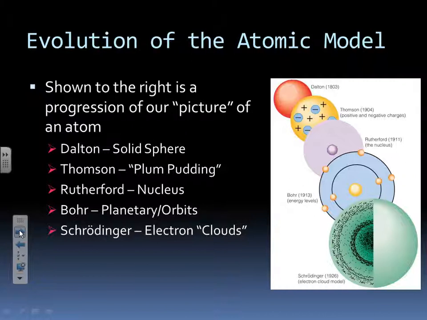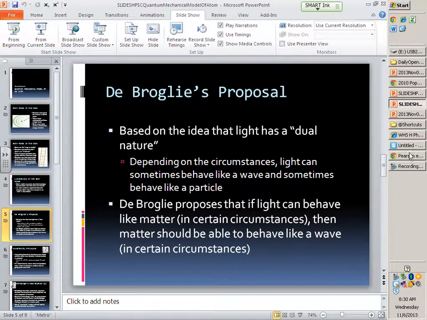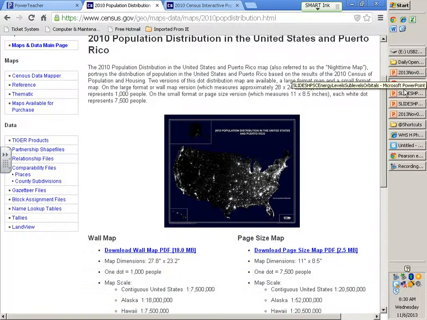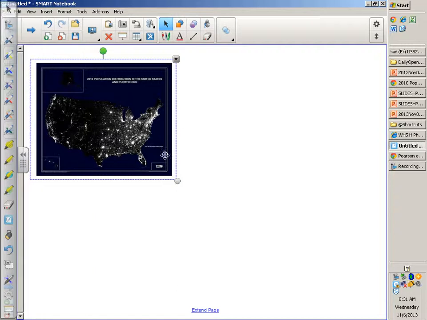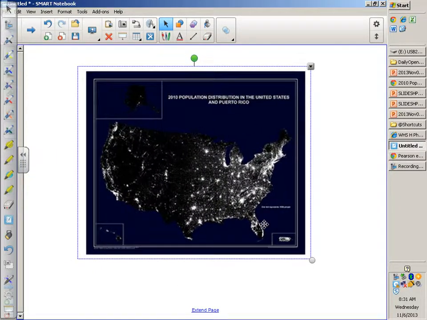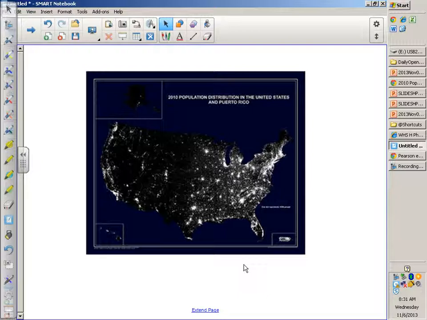So let's go here and talk a little bit about Schrödinger's model. Up on the board is a map showing population distribution in the United States and Puerto Rico based off of census data. I always like maps like this. I think they're really cool. Especially if you ever fly at night, where all the lights congregate, that's generally where the people are.